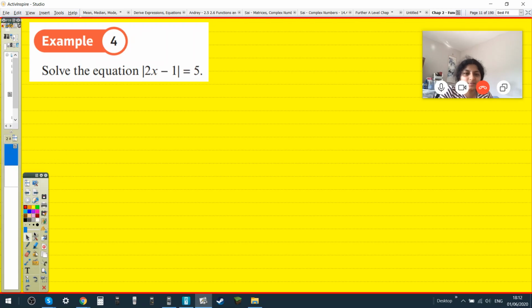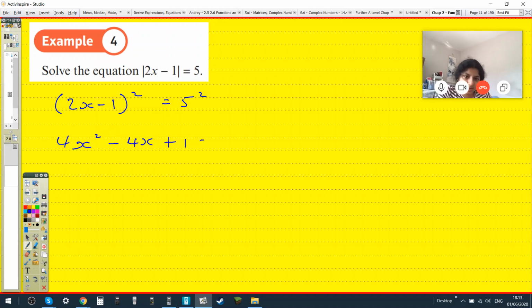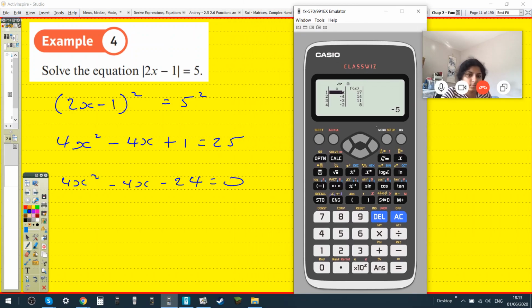4x squared minus 1 is equal to 25. So that's 2x minus 1 squared equals 5 squared. Minus 1, never mind, 4x squared minus 4x plus 1 is equal to 25. So 4x squared minus 4x minus 24 is equal to 0. Yep. Polynomial equation: x is 3 and x equals minus 2.